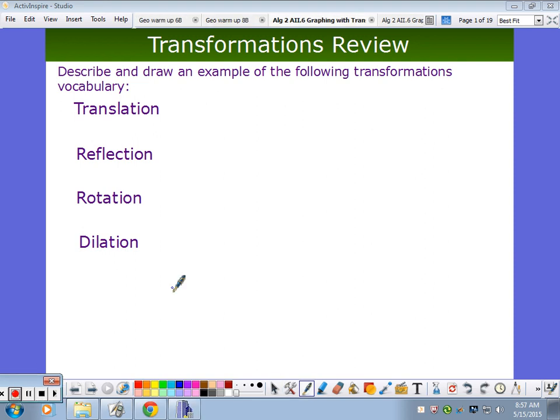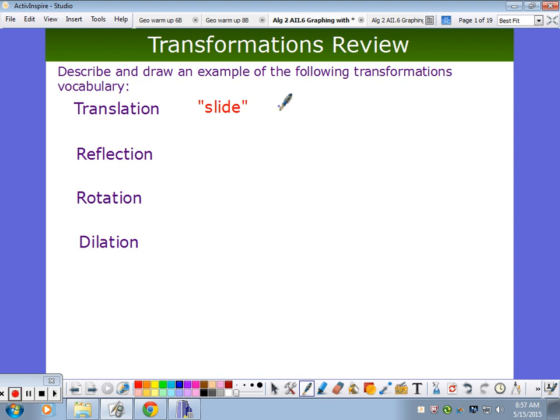So it's really good that we have just done transformations fairly recently, because this should be easy peasy, right? So what I want you to do here is we're going to describe and draw an example of the following transformation vocabulary. What's the baby word for translation? Slide, right? How could you draw a picture of that?